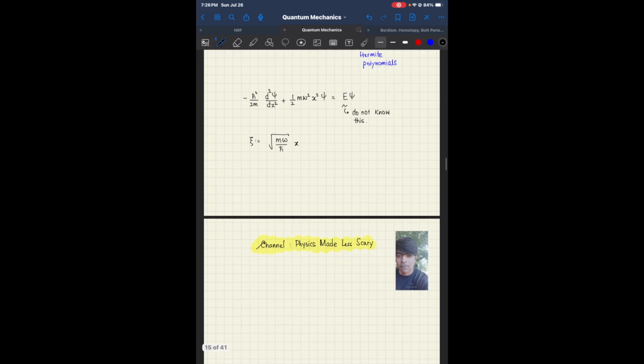In terms of these variables, d2 psi dx square becomes equal to xi square minus k times psi, and you could ask what k is. Well, k is related to the energy. Okay, it's just that this equation looks prettier, right? It looks simpler. So we have just reintroduced two variables, that's all.